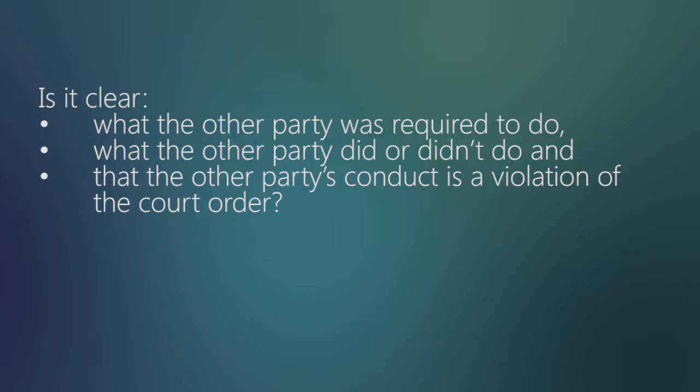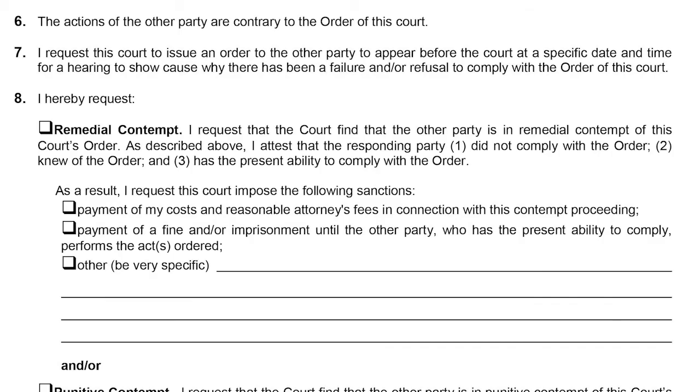Is it clear what the other party was required to do, what the other party did or didn't do, and that the other party's conduct is a violation of the court order? Number 6 on JDF 1816 states the claim that the order has been disobeyed.